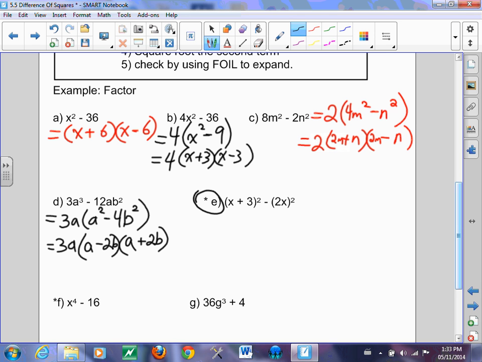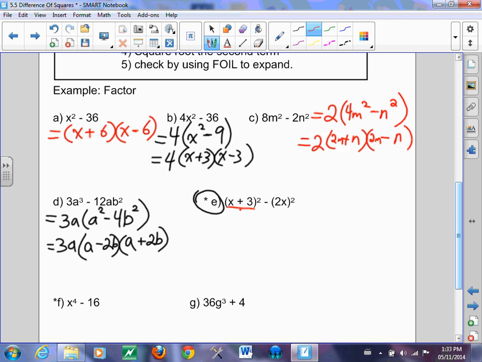Now E is a tricky one, and you've got to watch because some nights in your homework they give you this one. It's tricky in that it's a difference of perfect squares. How can I tell? Because they've got squares attached to them right here and here. I'll erase it so it's not going to bother you, but that is a difference of squares. The problem is that instead of a monomial subtract a monomial, this is a binomial subtract a monomial.